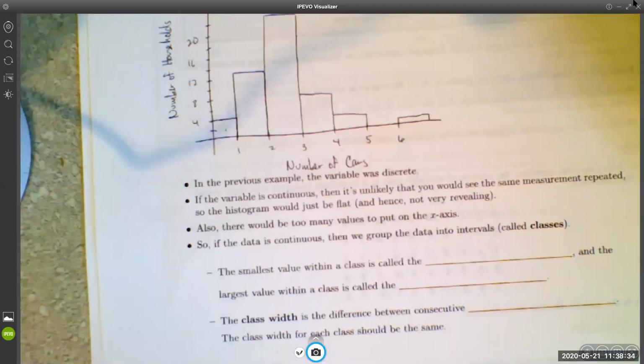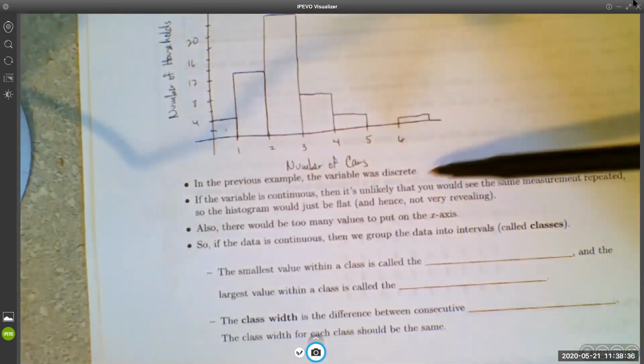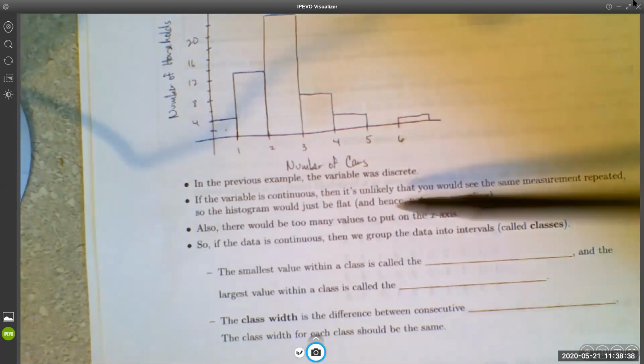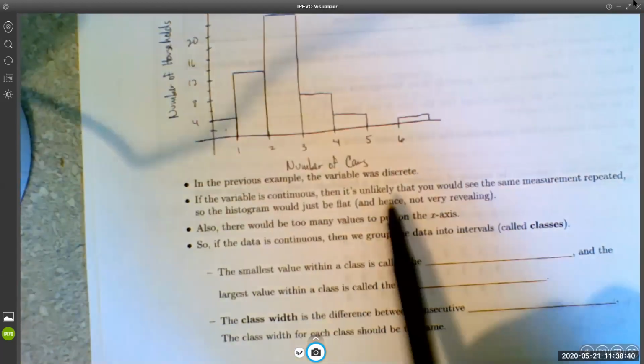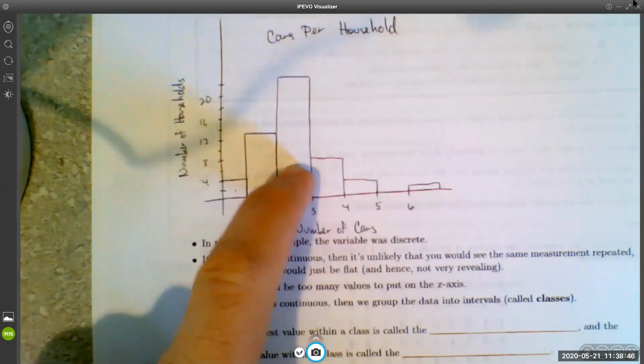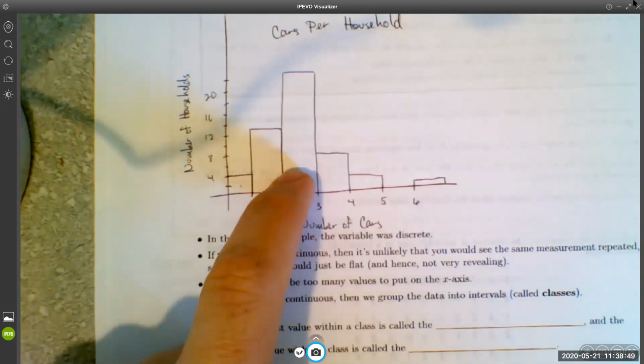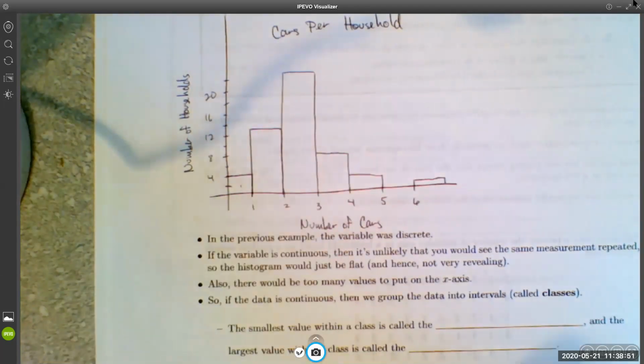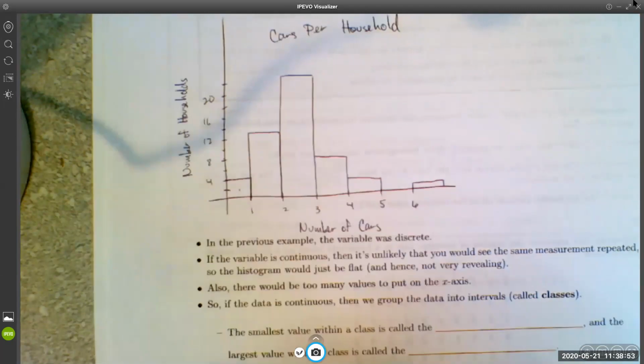In this example that we just saw, the variable was discrete. If we have continuous data, then it's unlikely that we would see the same measurement repeated. Here we had 22 households that had the same number of cars, in this case 2. But if you were measuring someone's height, for example, it would be really rare to come across 2 people that have exactly the same height.